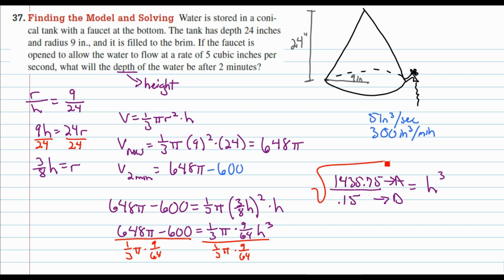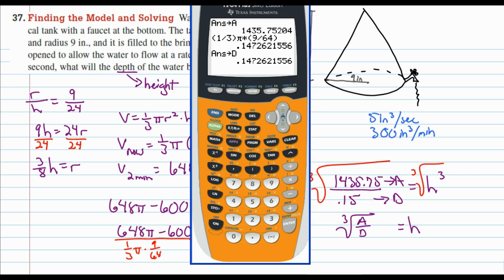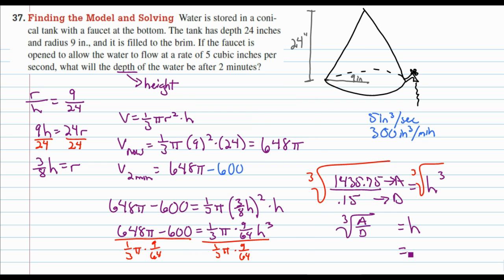So now I'm going to take the cube root of both sides. So I get h equals the cube root of A divided by D, and that's something I can do much easier on my calculator. So I'm going to do math, cube root, number 4, alpha A divided by alpha D, and I get that the new height is 21.36 inches.